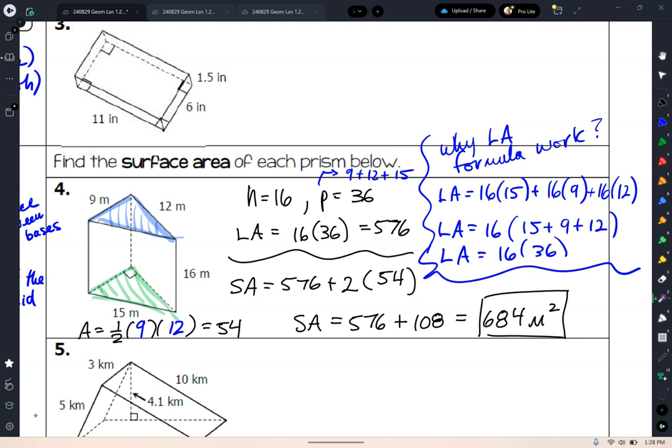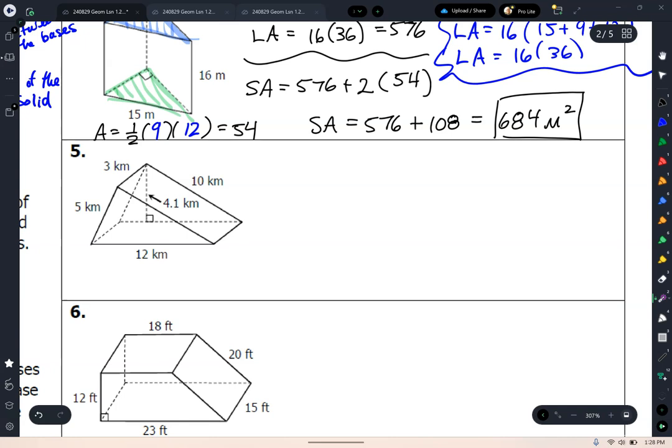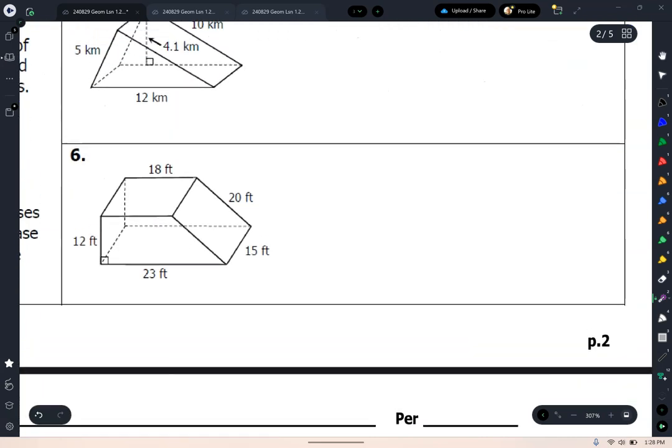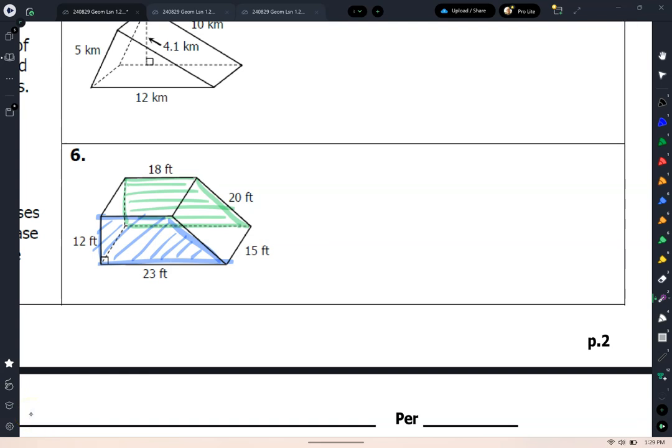Triangular prism. Everybody cool? Surface area? Okay. So we'll skip 5 for now. Let's do number 6. Go ahead and highlight your bases for number 6. Those are the 2 bases right there. Everybody good? All right. Think you can do this one on your own? Yeah? Give it a try. Let's see what you do. Go for it.